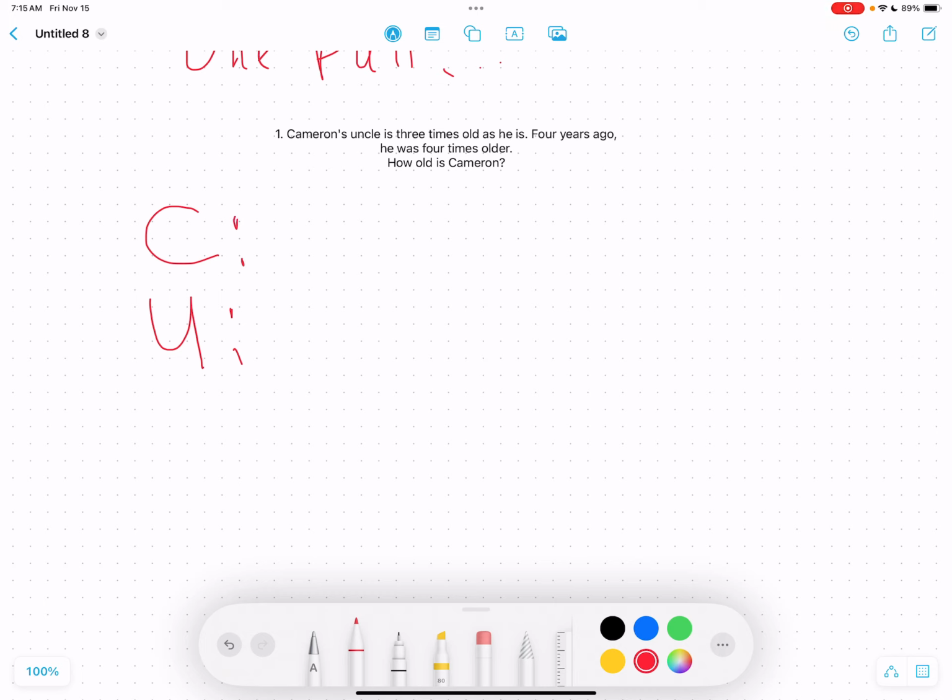So my first question, who do I know the least about? I'm going to put that as X. I read it again. Cameron's uncle is 3 times as old as he is. So I know stuff about the uncle. I don't know anything about Cameron, so I'll leave him as X. And the uncle, Cameron's uncle, is 3 times as old as he, so that's 3X.